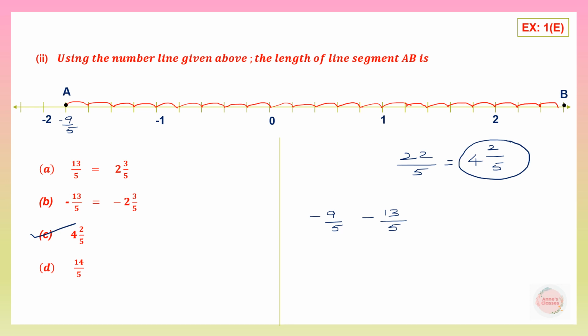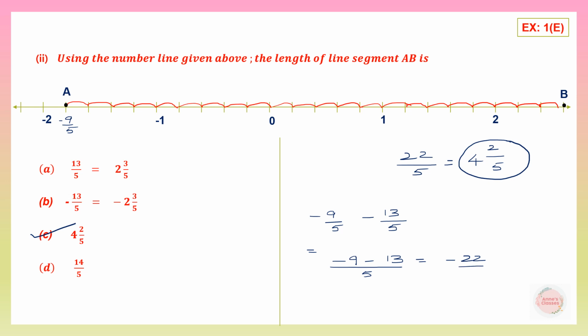So when you subtract the starting point and the ending point, you get the length of the line segment. So here, as you can see, the denominators are the same. So we put the same numerators also and we subtract. Here again, signs are the same. So we put the same sign and we add. 9 plus 13 is 22.